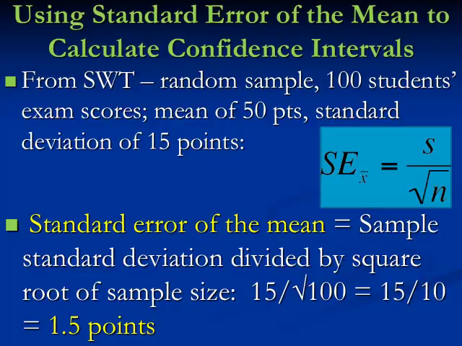So filling those numbers in over here in our standard error of the mean formula, we get that the standard error of the mean is, okay, we need the standard deviation, that's 15. So that's 15 divided by the square root of the sample size. So the square root of 100, that's 15 over 10 or 1.5 points. So our standard error with that data set is 1.5 points.